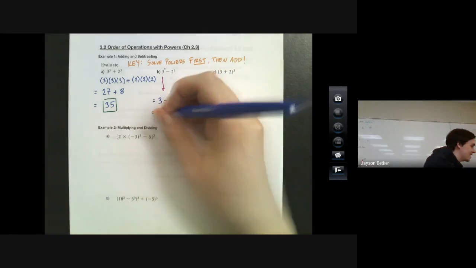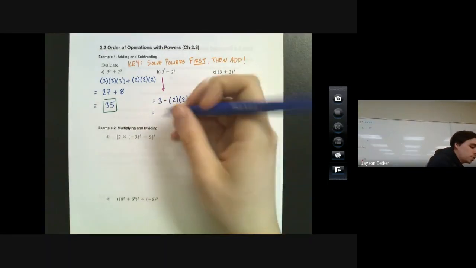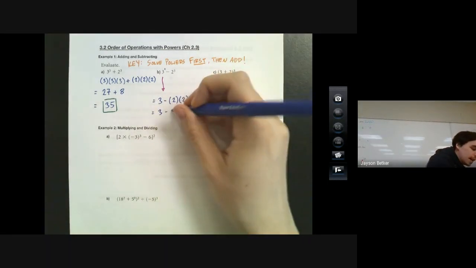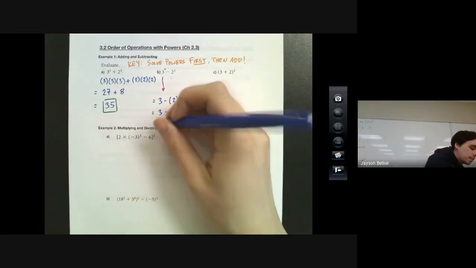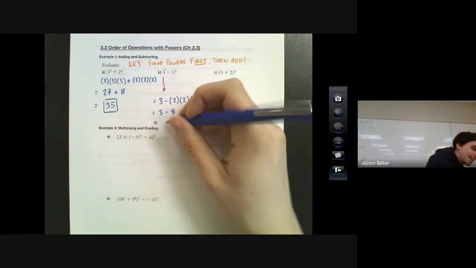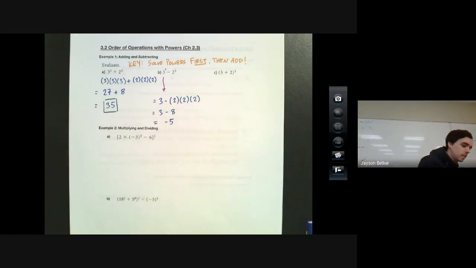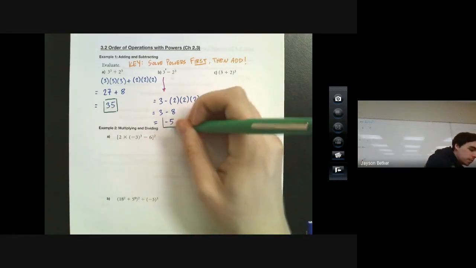All right, so 3 minus 2 times 2 times 2, which we said in the last problem, was 8. 3 minus 8 gives us a final answer of -5. So -5 is our answer for B.